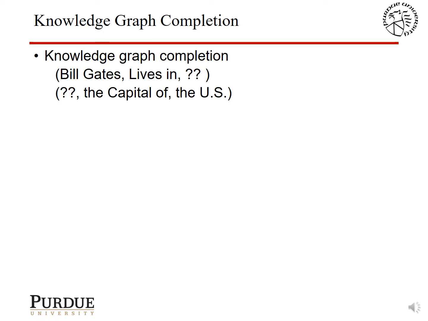For example, given Bill Gates as the subject and lives in as the verb, we would like to guess what the object is. In this case, Bill Gates lives in Seattle, so the object is Seattle. As another example, Washington, D.C. is the capital of the U.S., so this time the subject is Washington, D.C.